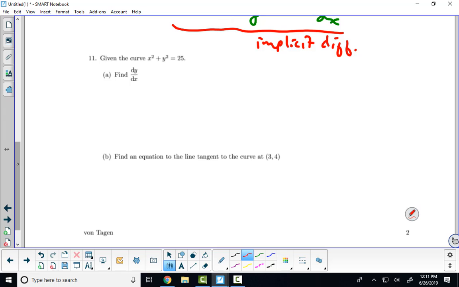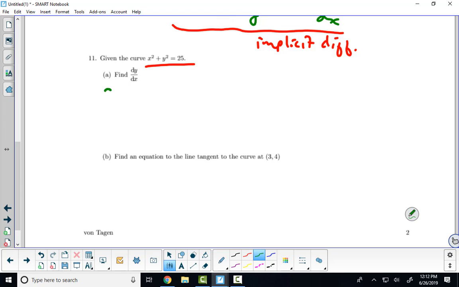We're given this curve: x squared plus y squared equals 25. This was the function from the previous slide. On the previous page, how did we find its derivative? By solving for y explicitly first, and then taking the derivative of each of those two functions. Here we're going to find the derivative implicitly. So these are the steps that I want you to write out.